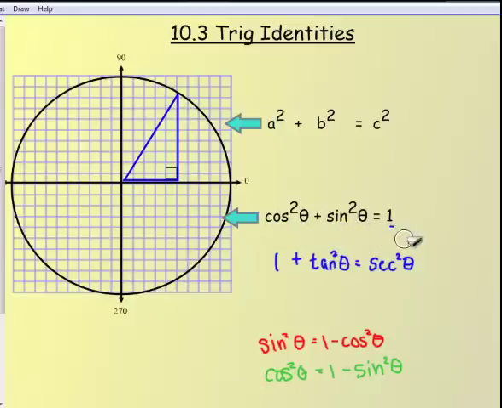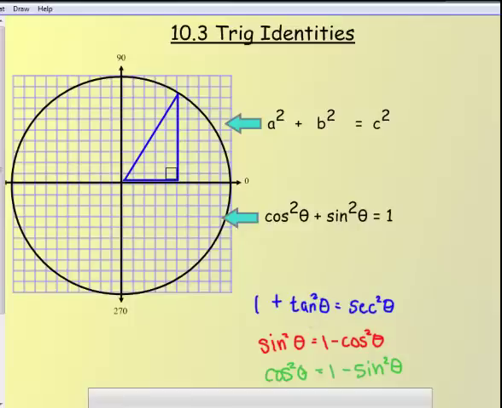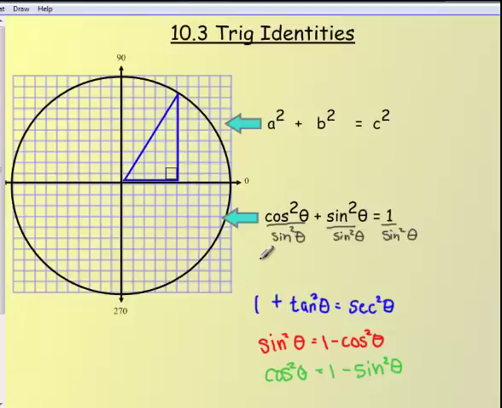And you're right, just like the other one where we moved cosine over, we can do the same thing now and divide by sine. So what happens if I divide everybody by sine squared? Well, cosine divided by sine is cotangent. Sine squared divided by sine squared is 1, that's easy. And 1 divided by sine squared is cosecant squared.